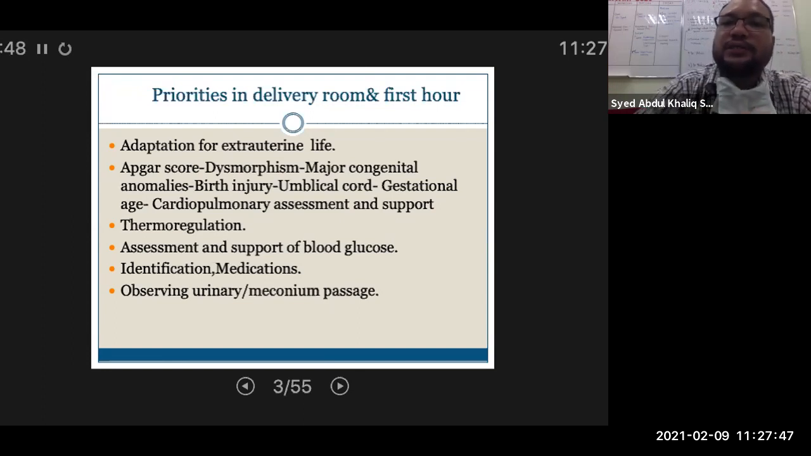Okay. All right. So whether there's any signs of birth injury or not, we look at the umbilical cord, whether the umbilical cord is still okay. Is there any hematoma? The umbilical cord should have 2 arteries and 1 vein, or whether it's abnormal. We assess the gestational age.